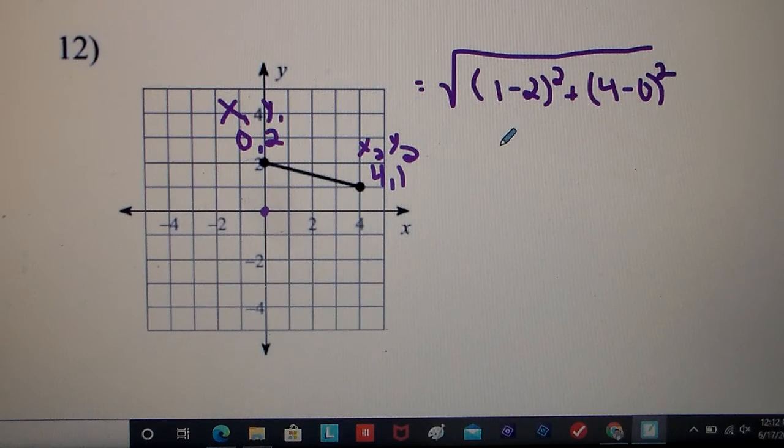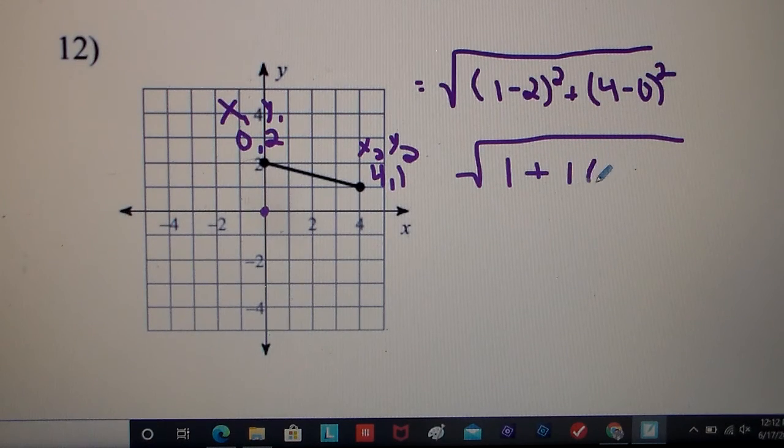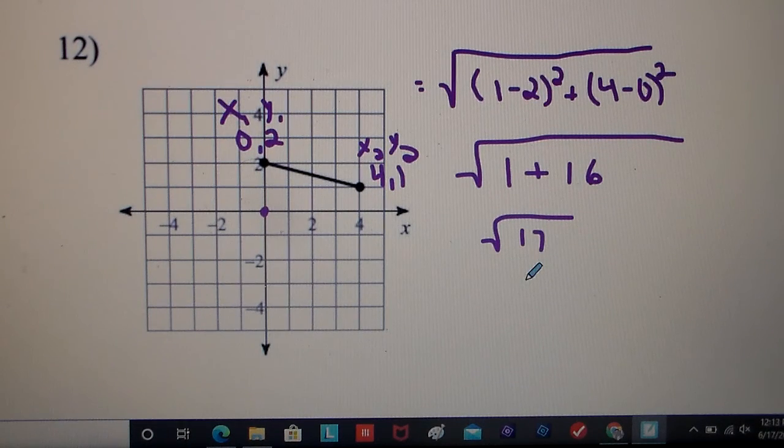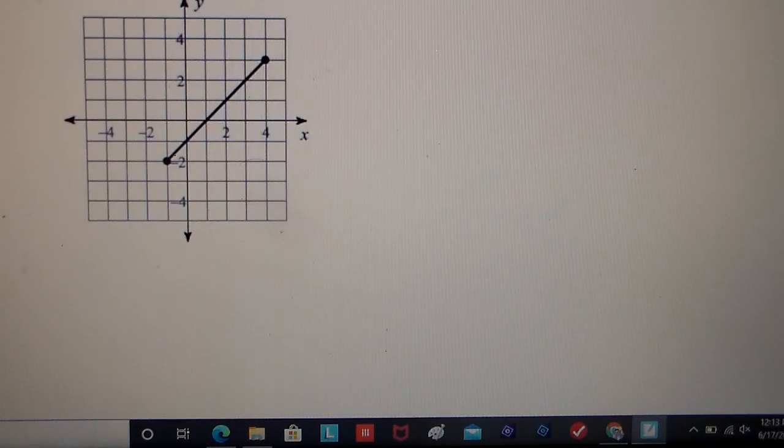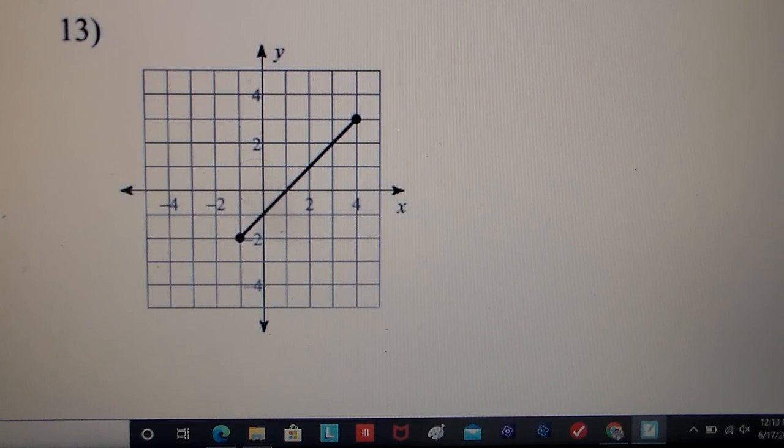And then simplify it. 1 minus 2 gets you negative 1. Negative 1 squared is positive 1. 4 minus 0 is 4, and 4 squared is 16. 1 plus 16 is 17. So we have the square root of 17. And that gets you 4.12 and 3, dot, dot, dot. Looks like it's an irrational number. So 4.123, dot, dot, dot. All right. One you could practice with on your own.